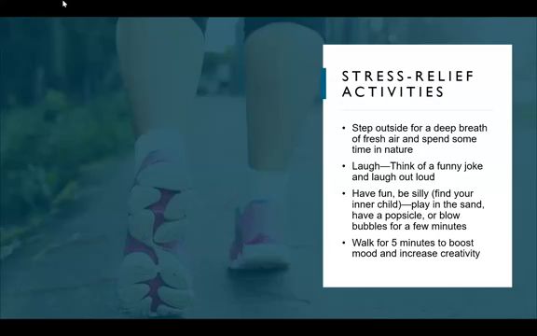Walking periodically boosts your creative thinking and your ability to think of new ideas. Walking opens up the free flow of ideas, especially if you're walking outside in nature. So these are a few very simple things, just a few minutes or even just a few seconds, that can significantly reduce your stress.